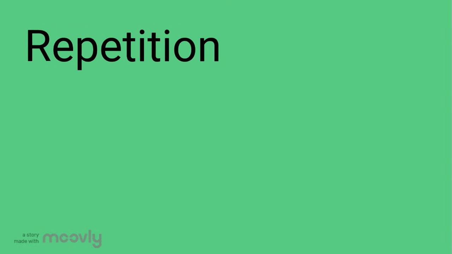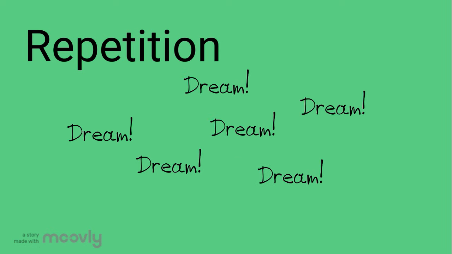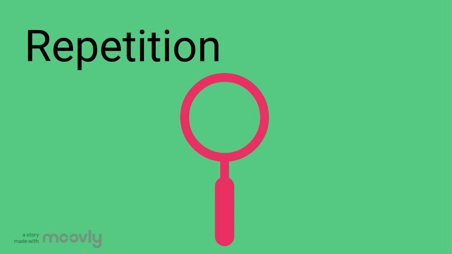Number 6, repetition. Now, repetition is going to sound like parallelism, but they are slightly different. Typically, repetition is just the repeated use of a word or phrase. This helps drive home a specific point. For example, when Martin Luther King talked about the future of America, he repeated the word dream over and over to really drive home his vision. Using repetition like this can really help focus your reader on a specific idea.